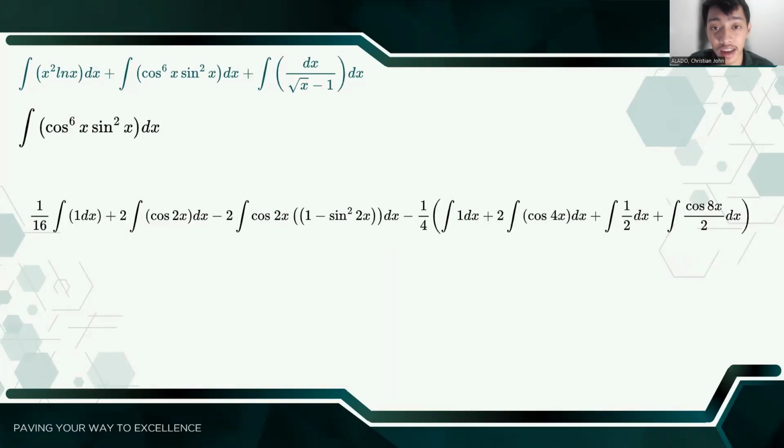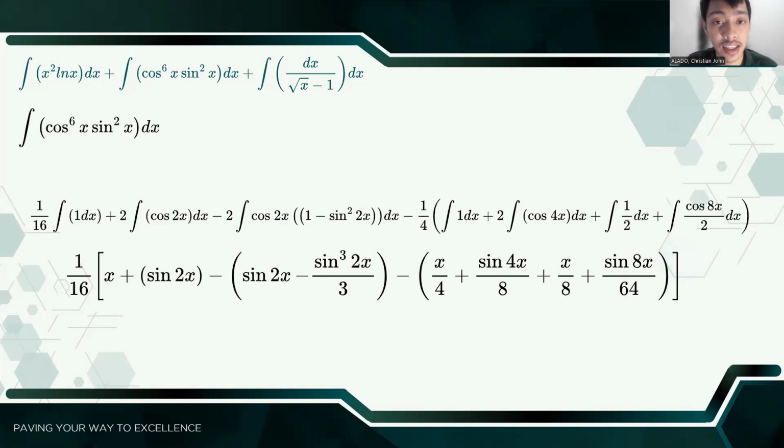And then for 1/2 dx, we know that's x over 2. And then for our last one, we can also apply power rule. Now we get 1 over 16 multiplied by everything, which is x plus sine 2x minus sine cube 2x over 3 minus x over 4 plus sine 4x over 8 plus x over 8 plus sine 8x over 64. Take note of our signs, wherein sine 2x will become negative, and then sine cube 2x over 3 will become positive. That would cancel out our sine 2x for our final answer.